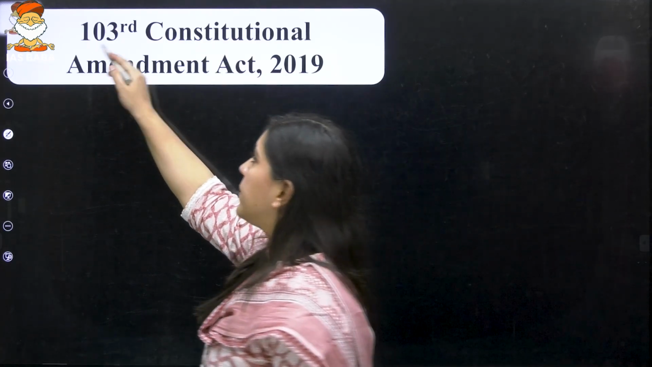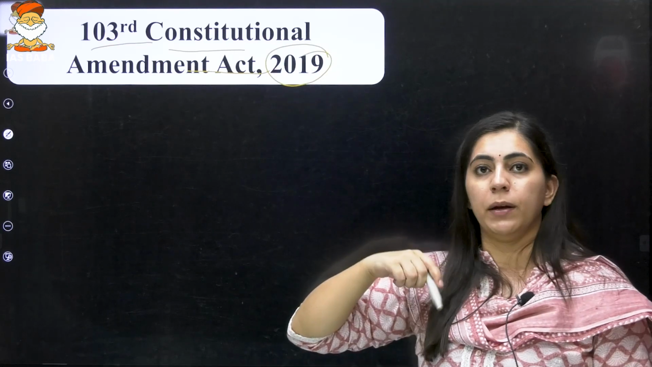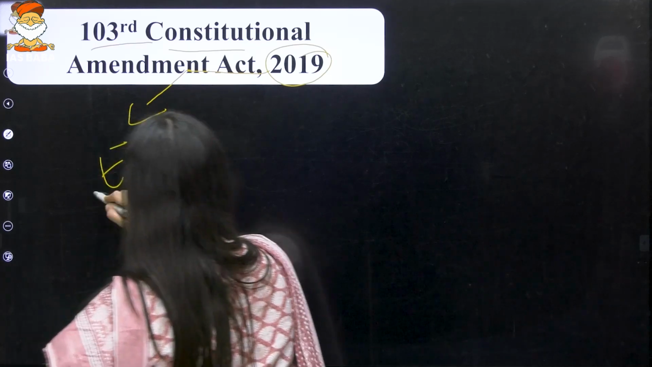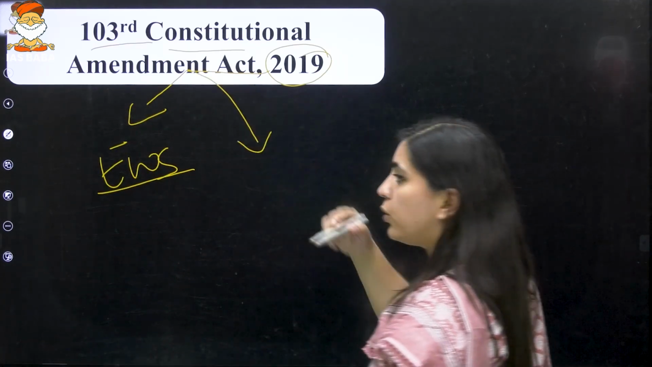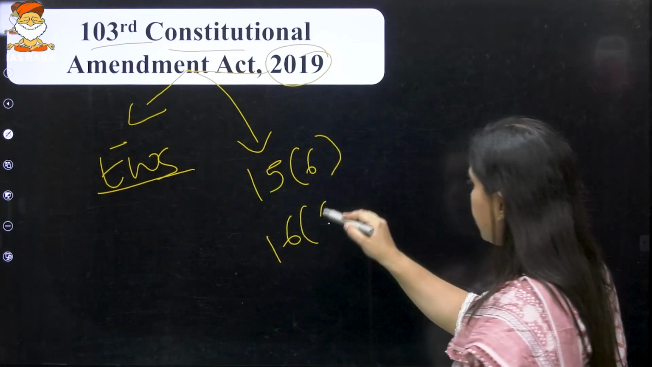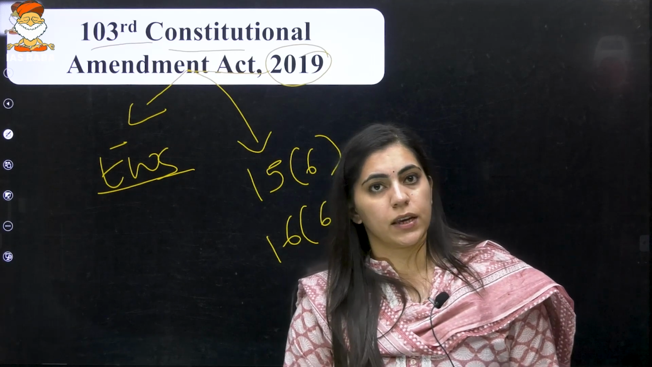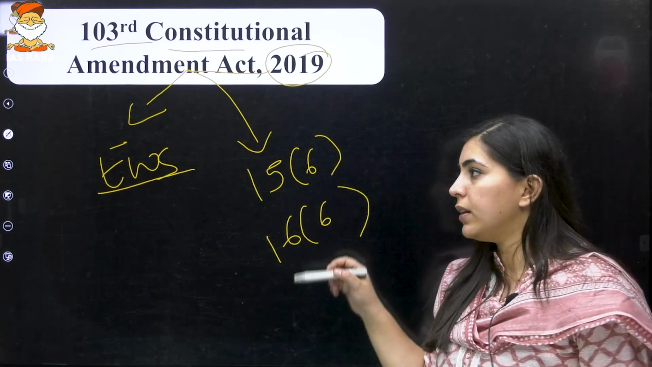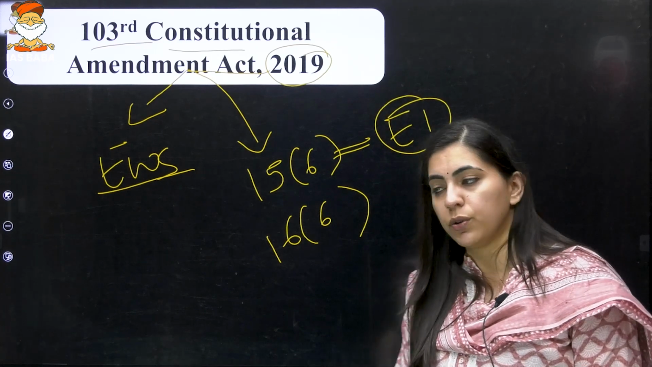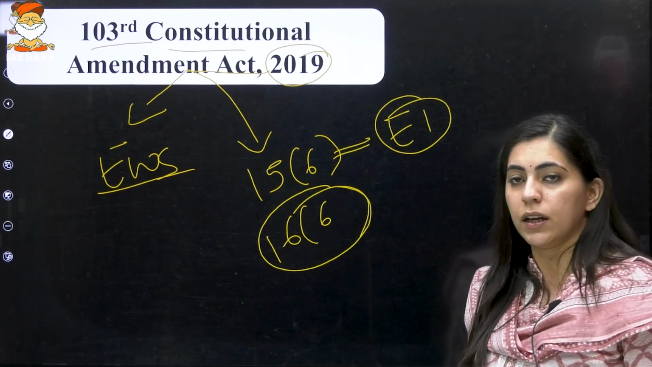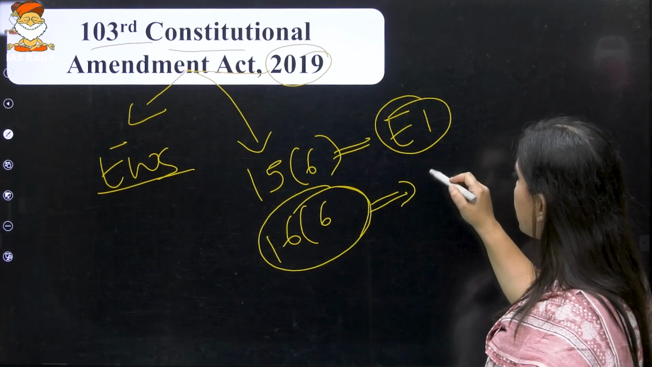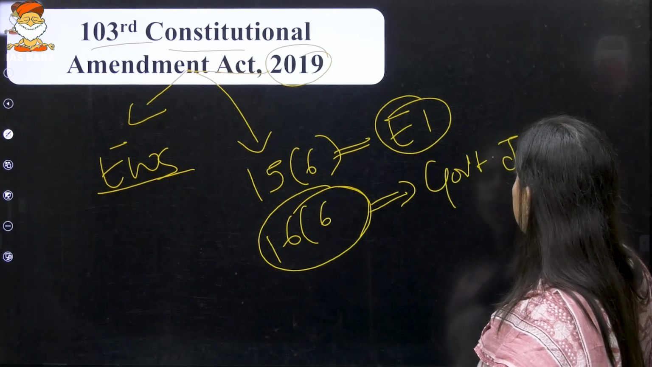Now, the 103rd Amendment Act, even though this Constitution Amendment Act is quite old, is talking about giving reservation to EWS, and it added two provisions in Article 15 and Article 16, right? It added two more clauses in the fundamental rights of 15 and 16. That is, it is talking about giving reservation to economically weaker sections in educational institutions, and Article 16 is talking about giving reservation to economically weaker sections in government jobs.